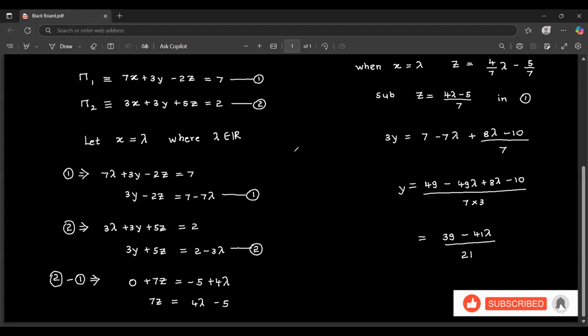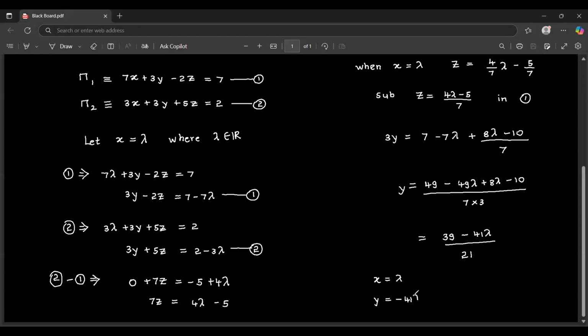So what we have come up with here are the parametric equations for x, y, and z. What does this mean? Well, if x equals lambda, the parametric equation of y will be minus 41 lambda over 21 plus 39 over 21, and z will be 4 over 7 lambda minus 5 over 7. So these are the parametric equations.